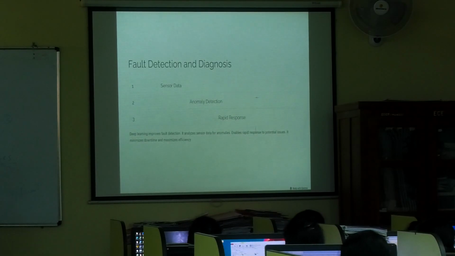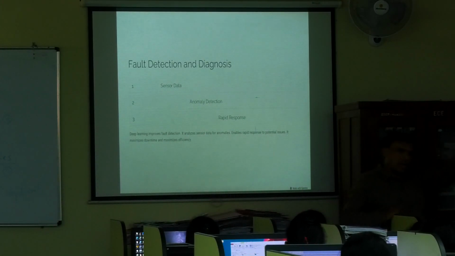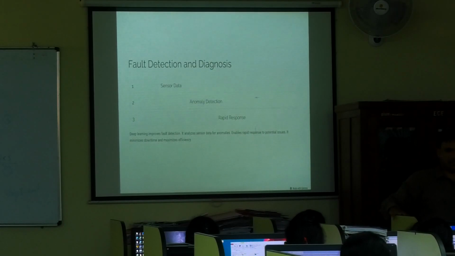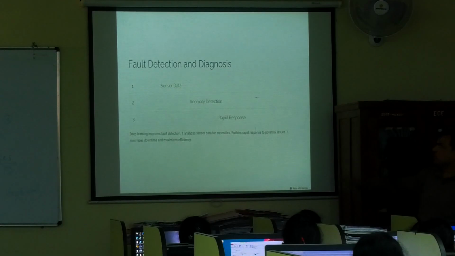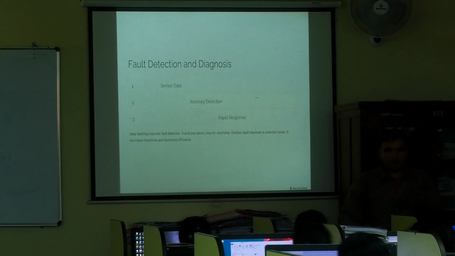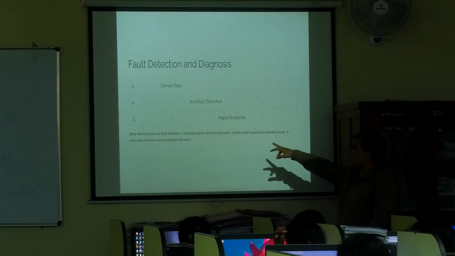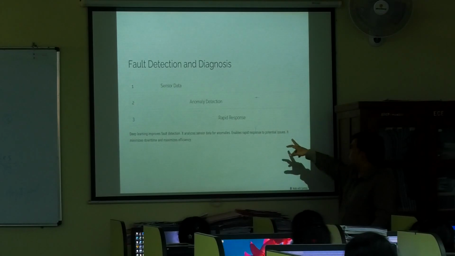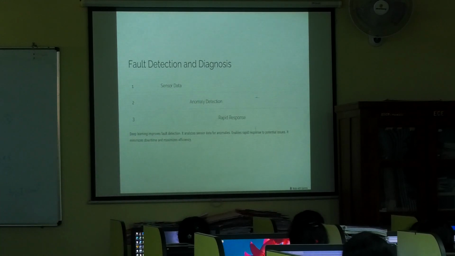Fault detection and diagnosis. As I said, sensory data will be collected from various sensors. In an electrical plant, any plant, any sensor installed, like a distillery plant or a cement plant, various sensors are installed and the continuous process is going on. We don't know which sensor failed during operation time. So we have to collect the sensory data, do anomaly detection, and provide a rapid response: this area fault occurred, provide the rapid response. So deep learning will help to improve fault detection, analyze the sensor data for anomalies, enable rapid response for a potential issue, minimize the downtime and improve the efficiency.